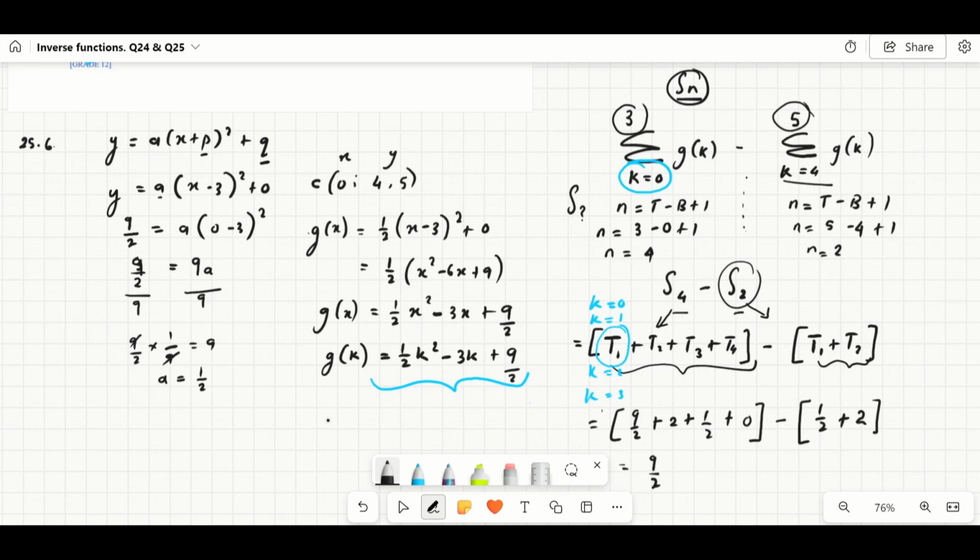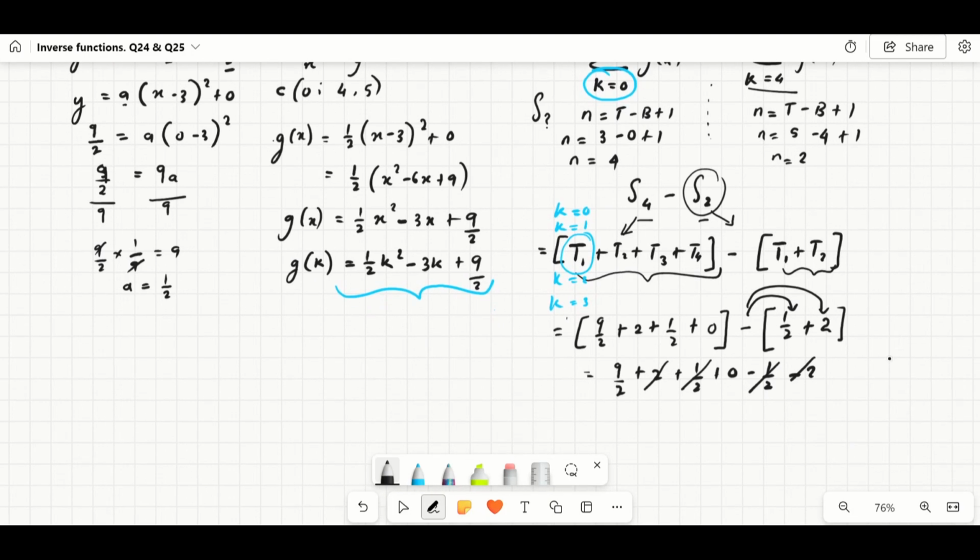Like this, you can even do this without a calculator. Without the brackets, this is 1 over 2 plus 2 plus 1 over 2 plus 0 minus half minus what? Minus 2. Because this side we multiply with the negative, right? So if you can check, 1 over 2 minus 1 over 2 is gone. 0, no impact. Plus 2 minus 2 is gone. So your answer is going to be 9 over 2 plus 0. So the value to all of these is 9 over 2.